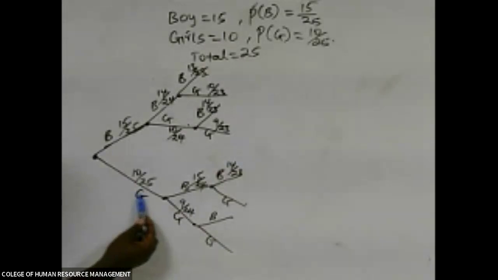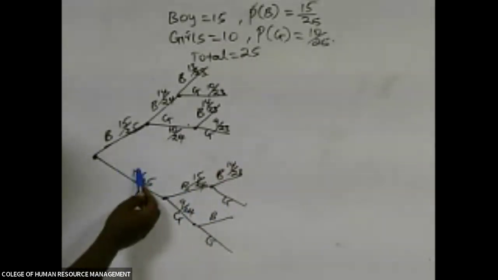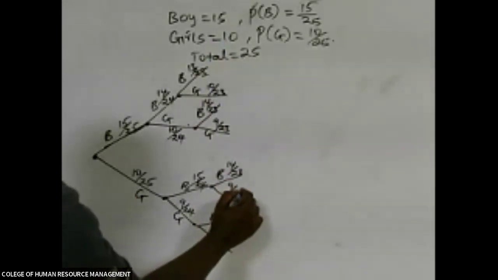The first one was a girl, second one a boy, the third one now, the probability that it will be a girl, already 1 girl is eliminated. If they were 10, they are now 9 out of 23.